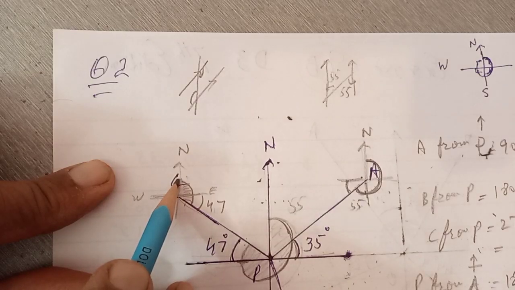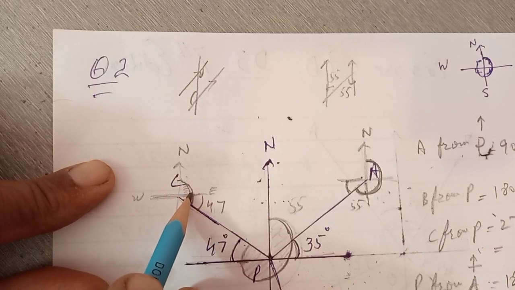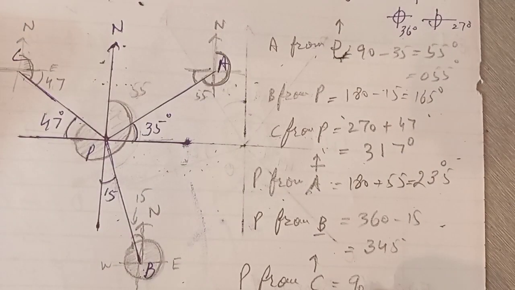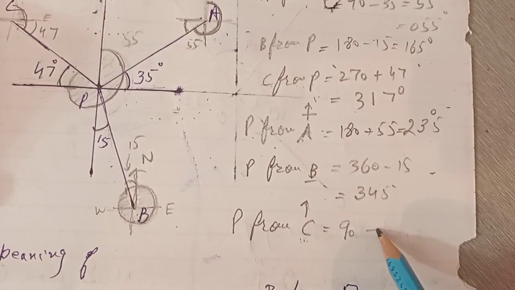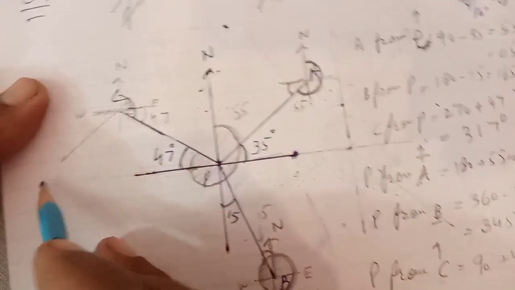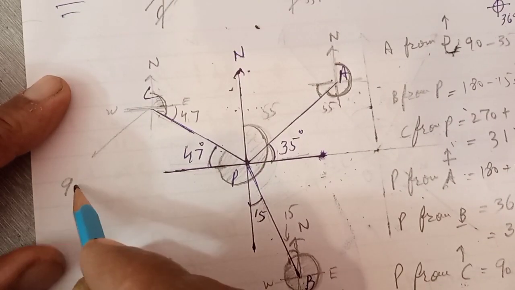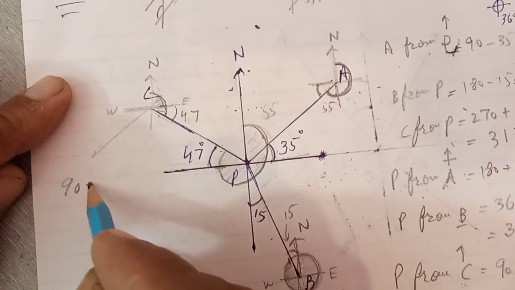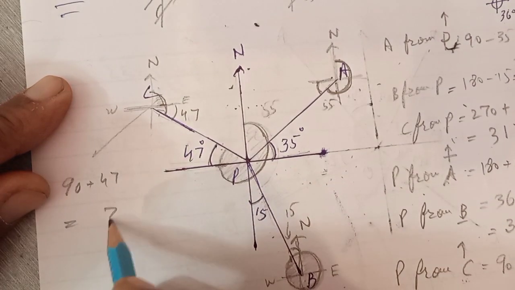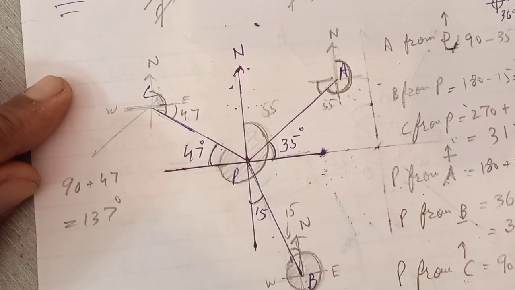So start from here. Over here is 90 degrees. Then move further. It is 47. The angle is what? Bearing is what? 90 plus 47. So this bearing, if I write over here, is 90 plus 47, which is 137.